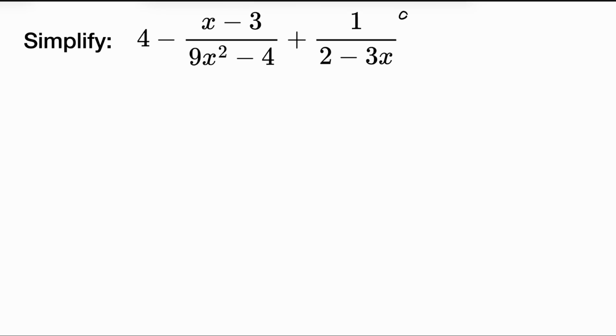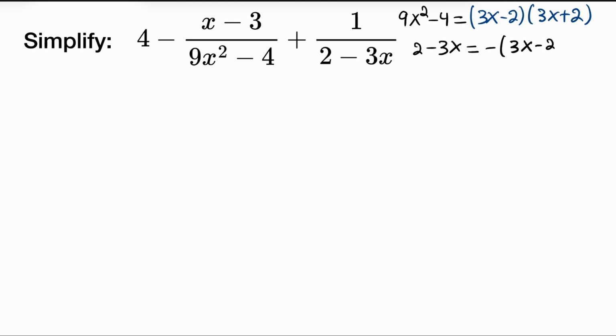So here we have the difference of two squares, 9x squared minus 4. And it can be factored into the quantity 3x minus 2 times 3x plus 2. And notice when you multiply back out the binomials, you will get 9x squared minus 4. Now, with the 2 minus 3x, you can rewrite it in its opposite form, and that is negative times the quantity 3x minus 2.